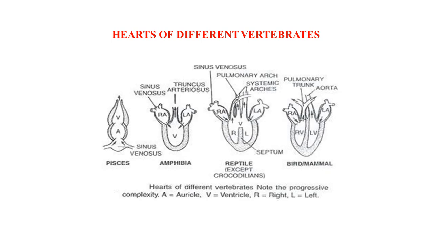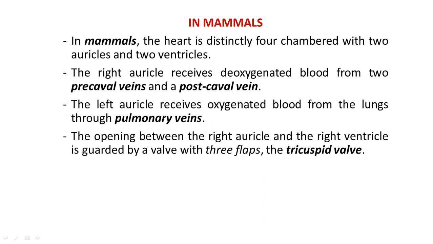Then if you see the diagram of the heart of birds, we can see that the bird and mammal hearts show a number of similarities, like the right auricle and right ventricle being completely separated through the septum. The right ventricle and left ventricle are completely separated in birds and mammals. Then in mammals, the most developed animals on the earth, the heart is distinctly four chambered with two auricles and two ventricles.